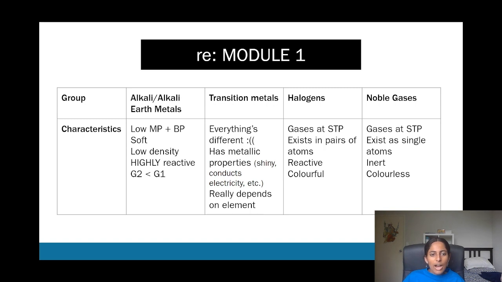For the rest of them, you have alkali and alkaline earth metals. These tend to be really soft and highly reactive. Halogens tend to exist in pairs, and noble gases are single atoms. They are colorless, and they don't really react with anything. And transition metals, everything's different. They just have different properties, so it just depends on the element that you have over there.